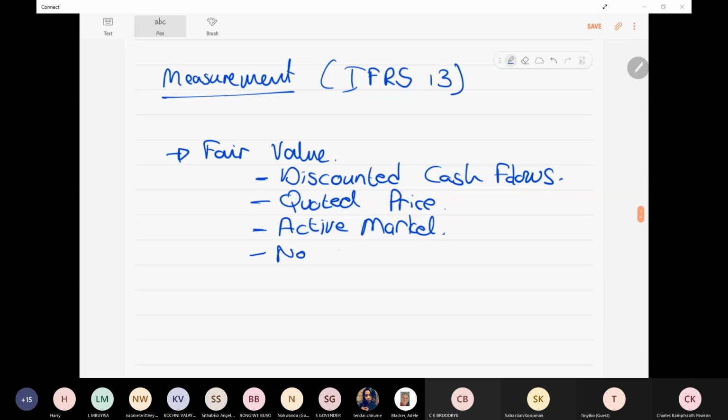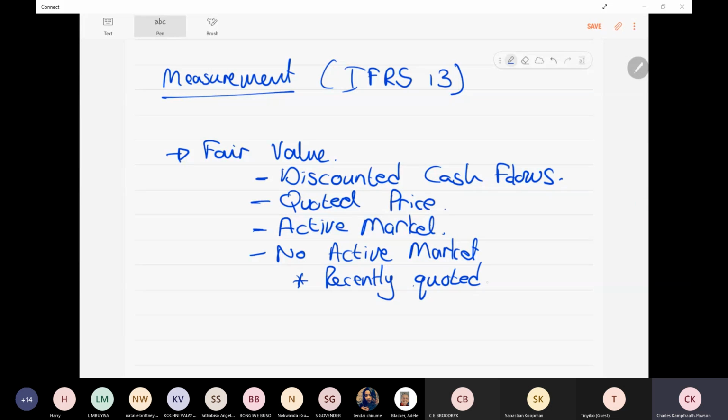So if there is no active market, then you have to look at recently quoted instruments, and it must be similar instruments. Everybody happy so far? Yes, thank you. Okay, so that is where we speak of the initial measurement at fair value when we look at IFRS 13.